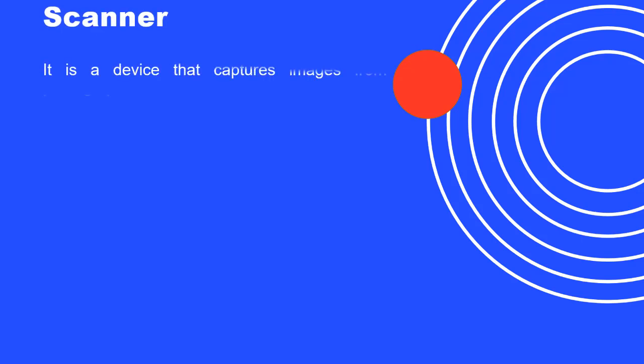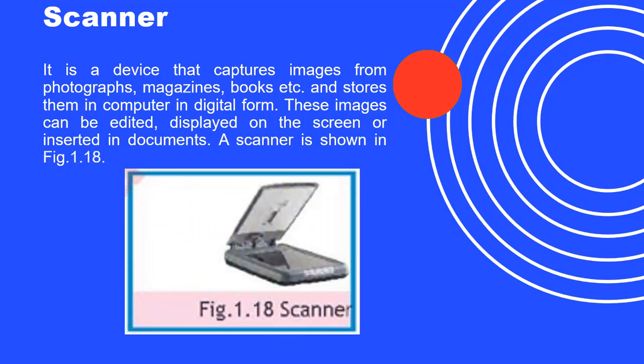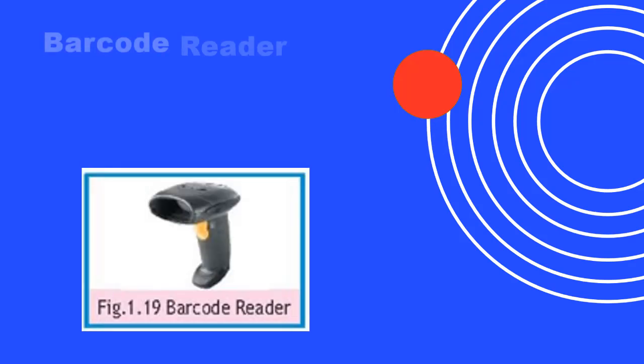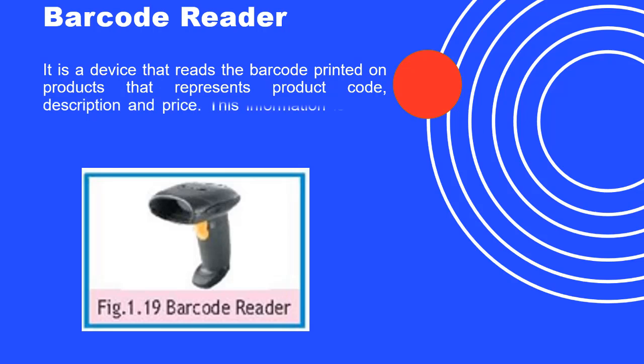Scanner. It is a device that captures images from photographs, magazines, books, etc., and stores them in the computer in digital form. These images can be edited, displayed on the screen, or inserted in documents. A scanner is shown in Fig. 1.18.